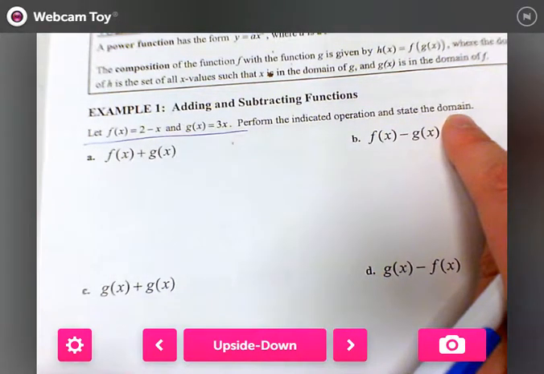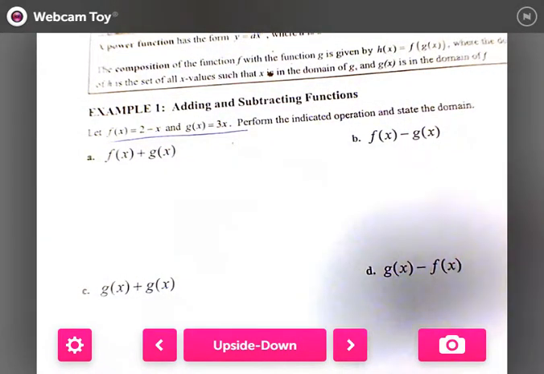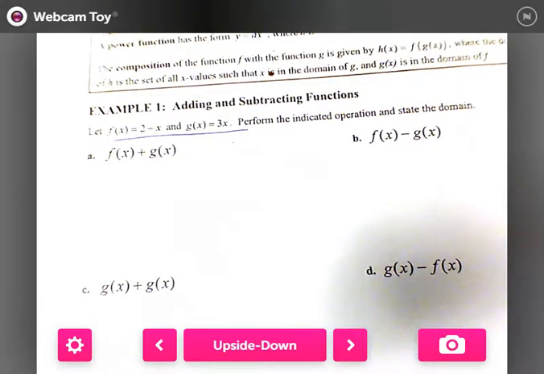Does anybody remember what the domain is? It's the x values, the possible x values. So if we're dividing by something, we can't have 0 on the bottom. That's not allowed.